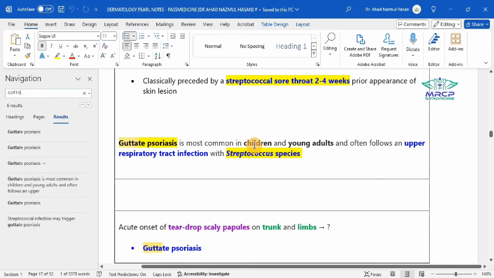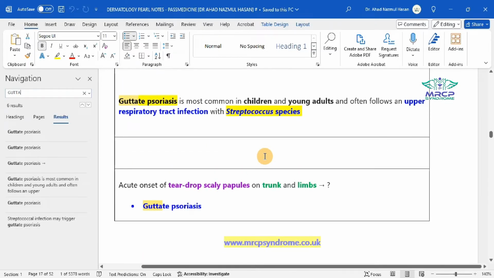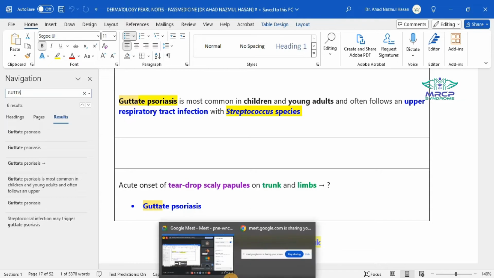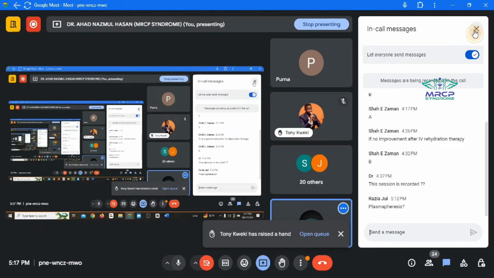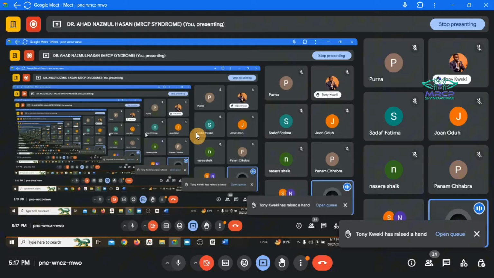Guttate psoriasis is most common in children and young adults and often follows an upper respiratory tract infection with Streptococcus species. So, choice of treatment for guttate psoriasis, first line: topical steroid or topical vitamin D analog. In case of guttate psoriasis and in case of flexural psoriasis, first line would be topical steroid. And in case of extensor psoriasis or other forms of psoriasis except flexural and guttate, you will be going for topical vitamin D analog with or without topical steroid.